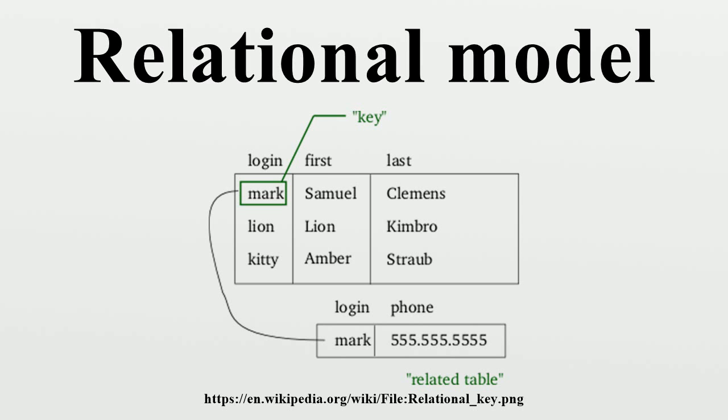A relation consists of a heading and a body. A heading is a set of attributes. A body is a set of n tuples. The heading of the relation is also the heading of each of its tuples. A relation is defined as a set of n tuples.